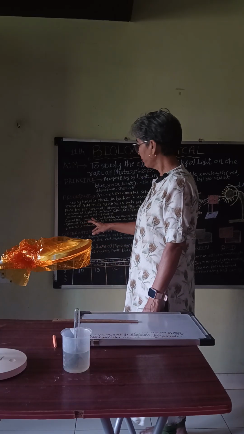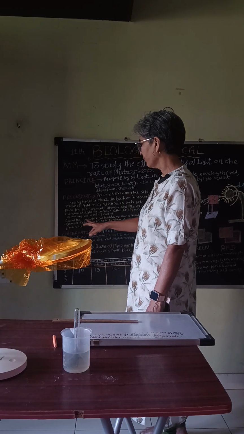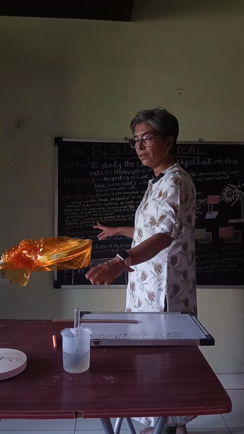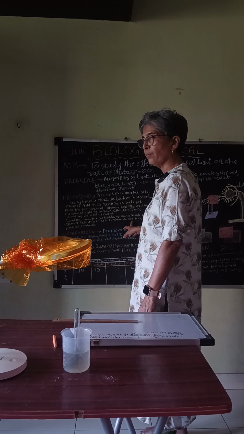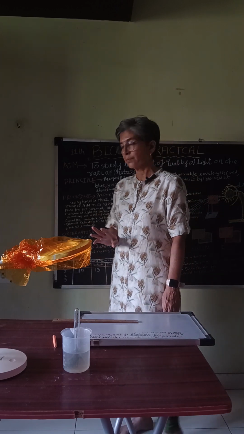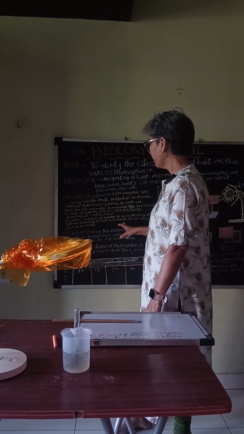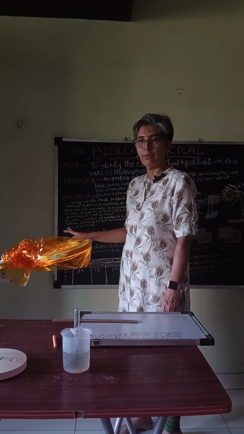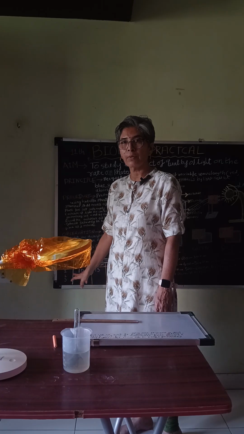How do we calculate the readings? Record the evolution of oxygen bubbles in the test tube as a result of photosynthesis and take the reading per 1 minute, and take the average of that.